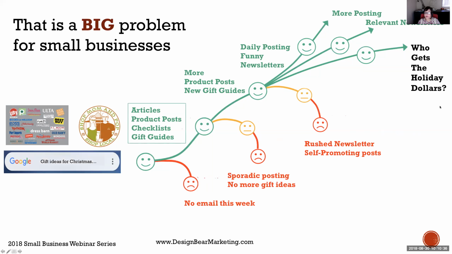At the end of the season, who gets all the dollars? Usually the people that invest the money in the content, because it's a digital society that we live in. And this is what makes it very, very hard for a small business owner. That's why we're starting in September.